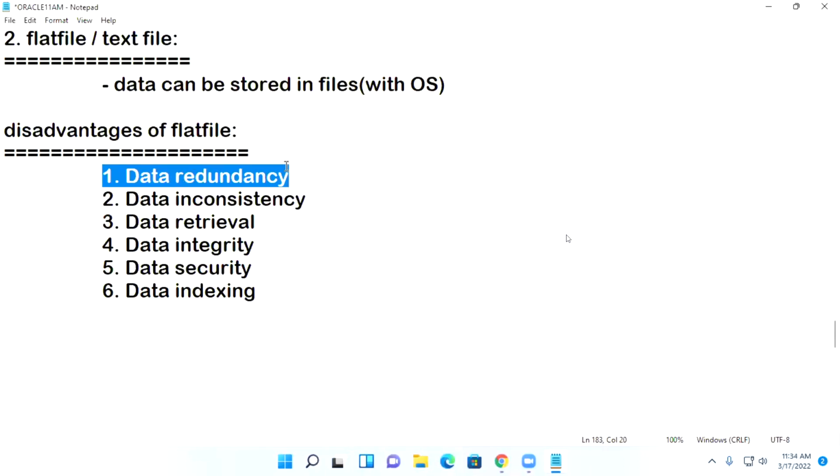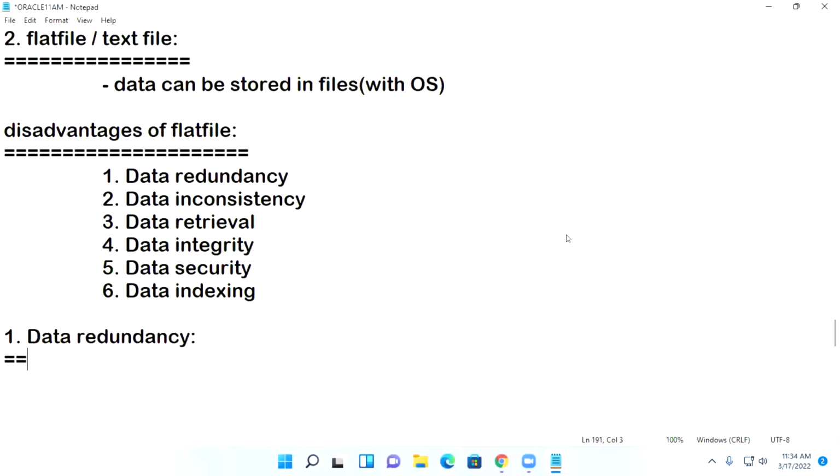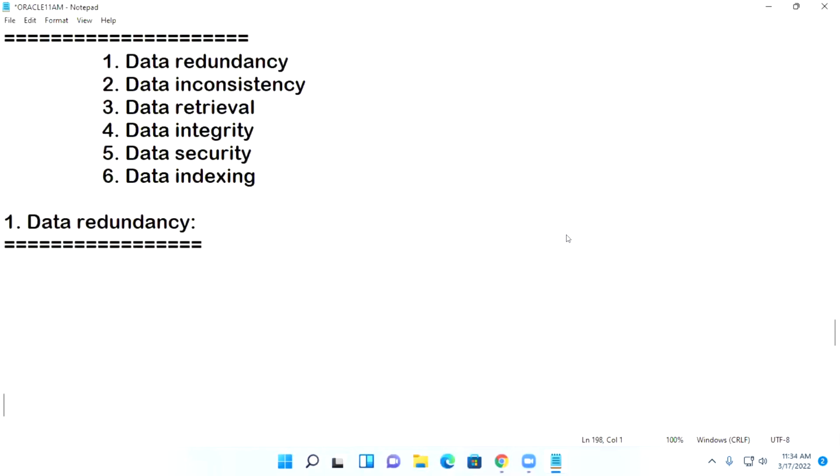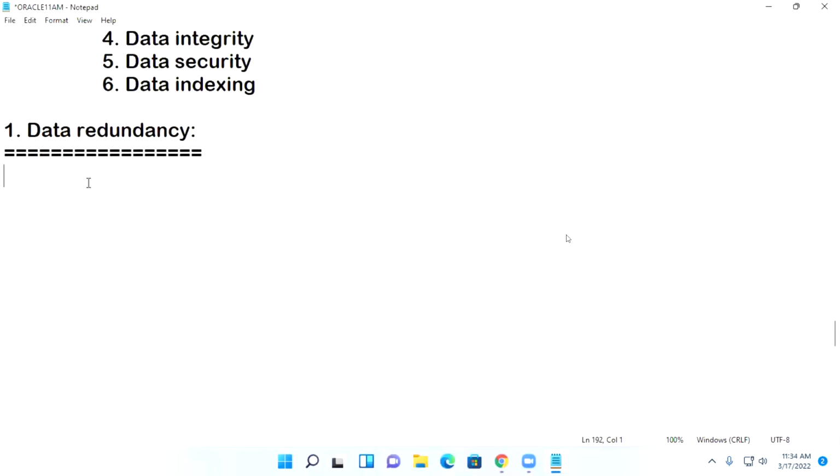I will explain to you. You will get easiness, what is what. Okay, right. The first one is called data redundancy. So what is the data redundancy problem, sir?